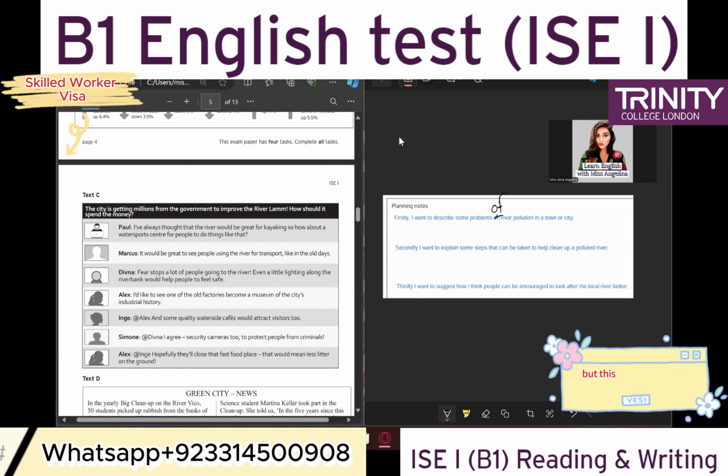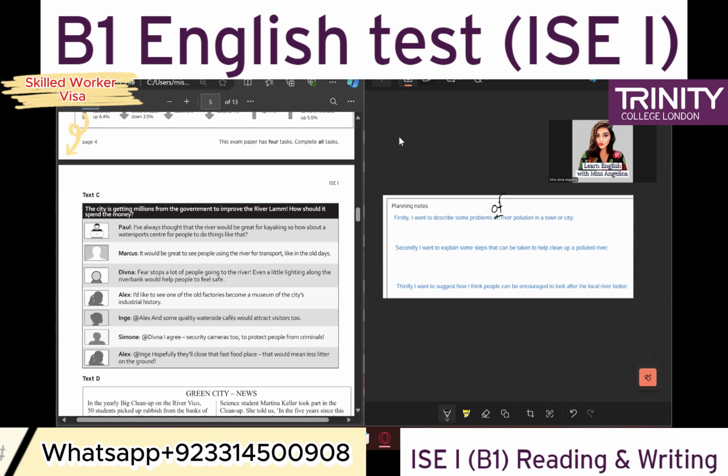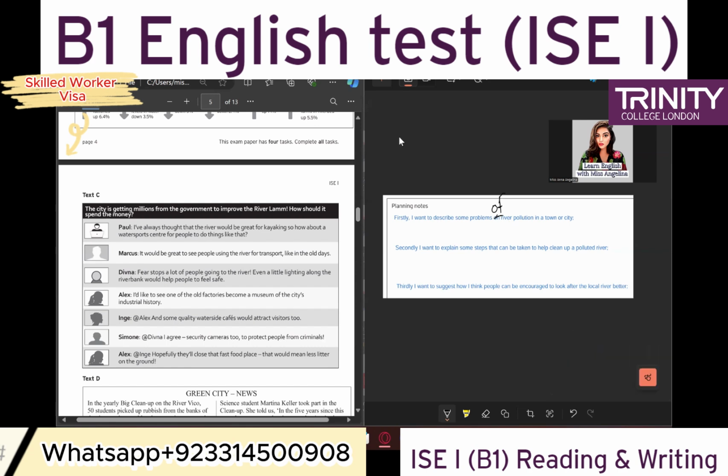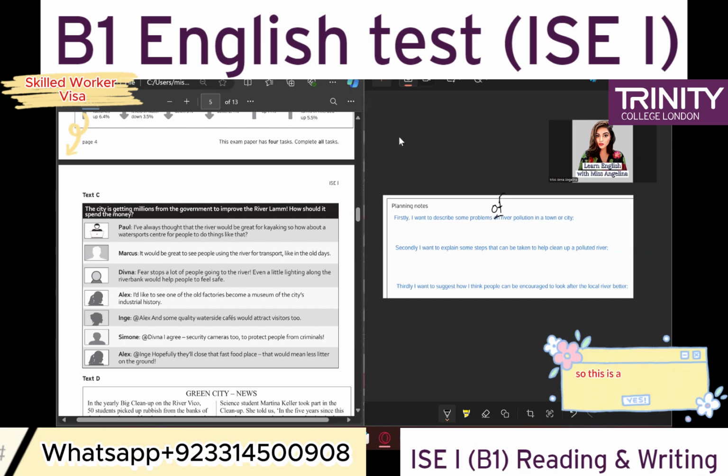This is not the one that is encouragement, but that is to clear up the river, to clean the river, to stop using those places because they produce a lot of rubbish. So this is a step to clean the river. By closing fast food places, this means there will be less litter on the ground.